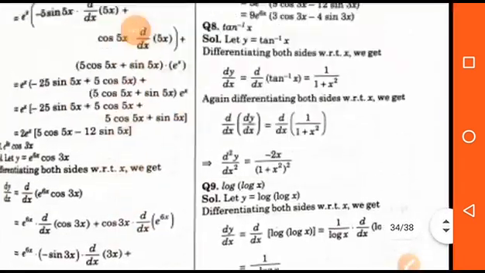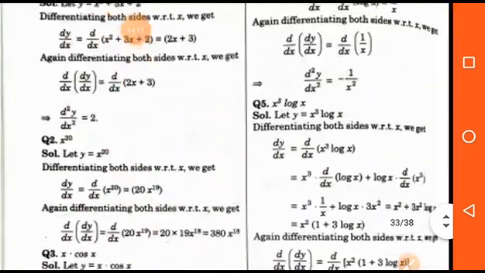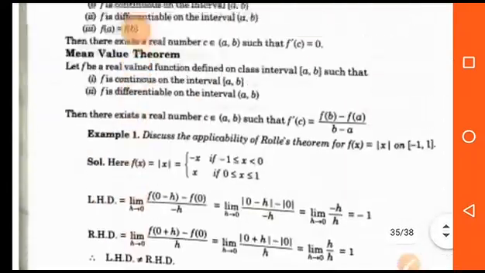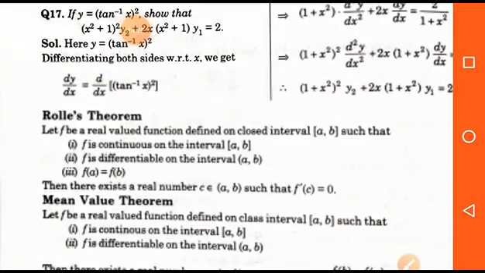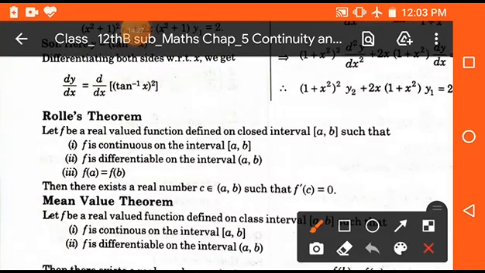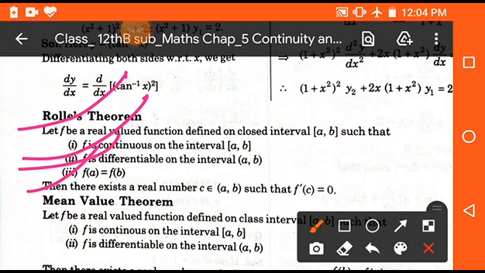theorems here. Mean value theorem. See students, the first theorem is Rolle's theorem. This is the most important theorem, and generally one question related to this theorem is asked in the board examination. So what is the condition of this theorem? If f is a real valued function, then f is continuous in the closed interval, f is differentiable in the open interval, and f of a equals f of b.